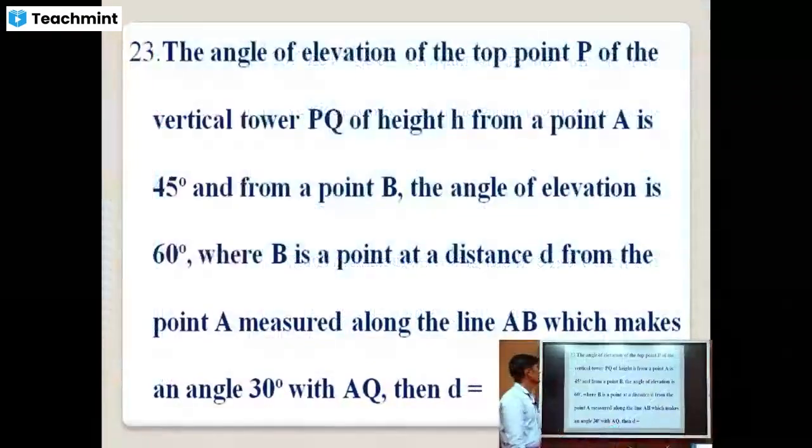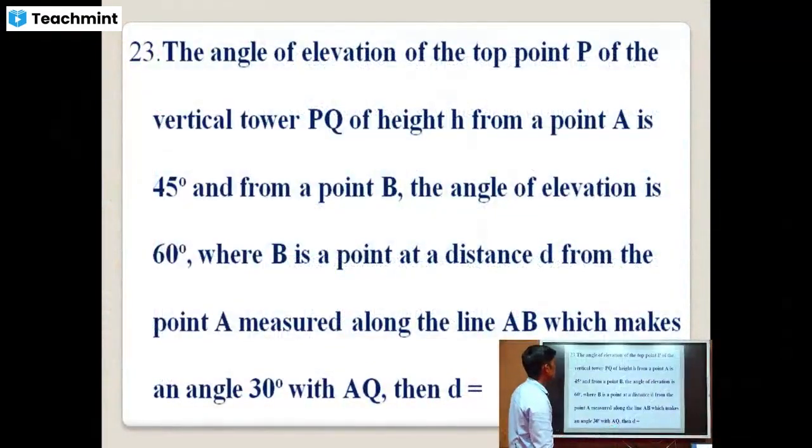Next, question number 23. The angle of elevation. This is about heights and distances using the sine rule. The angle of elevation of the top point P of the vertical tower PQ of height h. From a point A, the angle of elevation is 45 degrees.